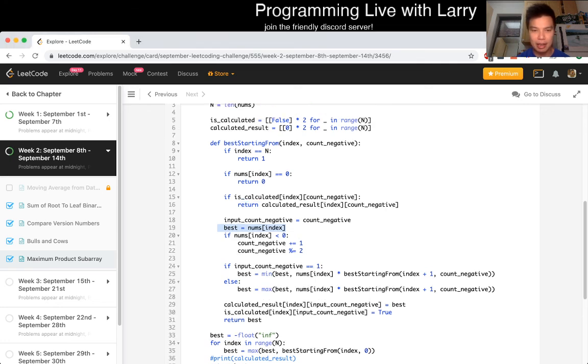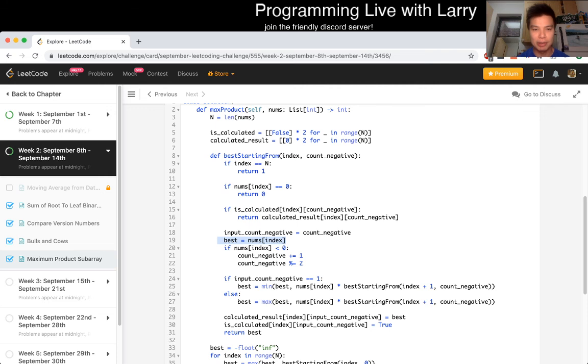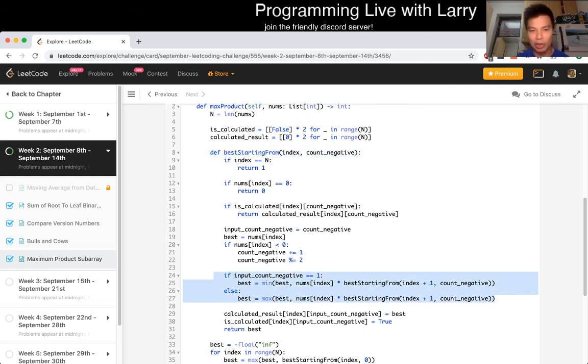Otherwise, what is the complexity of this? Well, the number of possible inputs to index is going to be O of n, n total, n plus 1. Count negative could only be positive or negative, so that's only going to be 2. So you have O of n possible inputs to this, and because each of these only does O of 1 work, this is going to be a linear time algorithm. And it is going to be linear space because of how we store it.